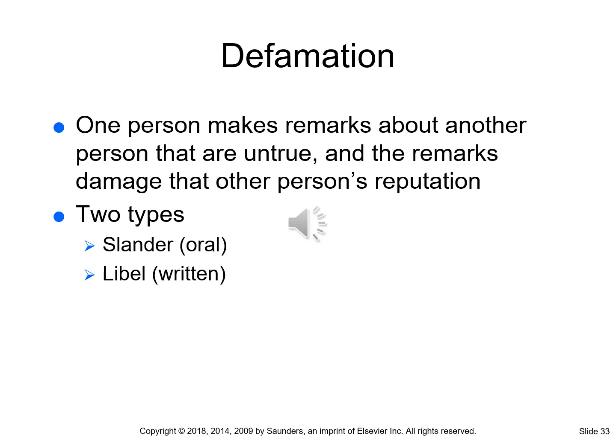So defamation is when you say something against a person that causes damage to their reputation. You have two types of defamation. Slander is oral defamation, so you verbally say something that damages a person's reputation, and then libel is written. You write something that damages a person's reputation. For example, you write something on Facebook that damages a person's reputation. That could be considered defamation of character.